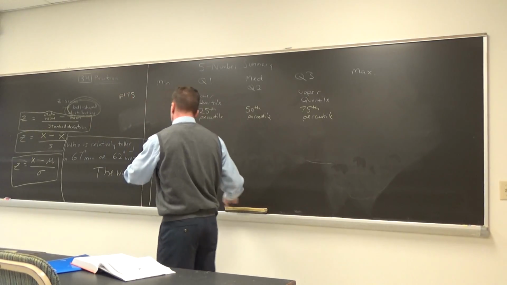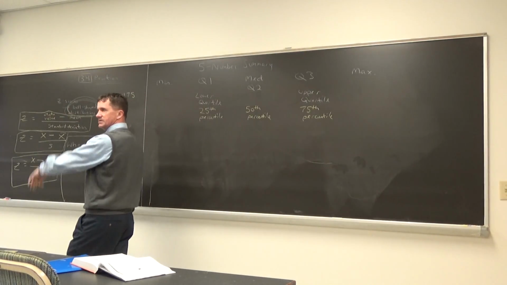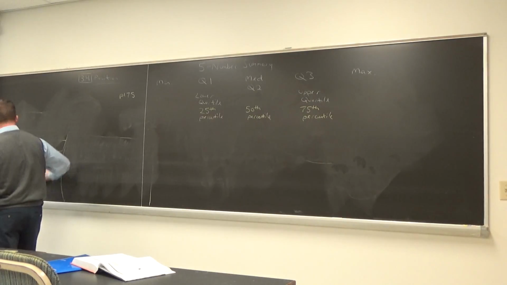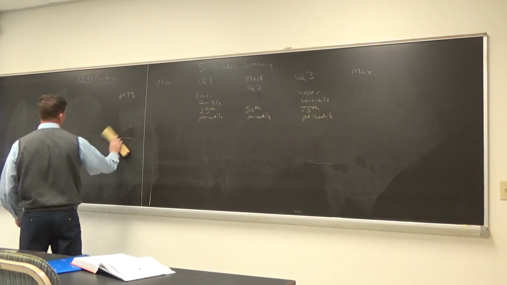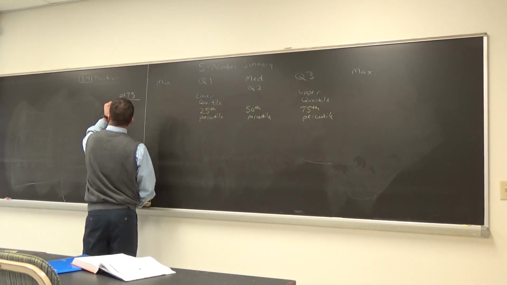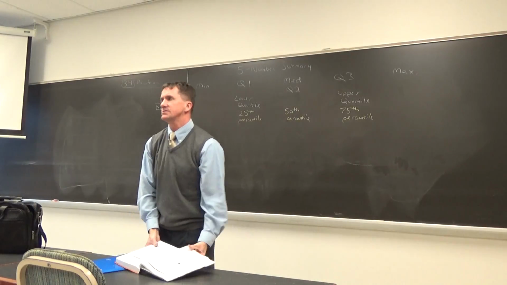Can I erase the material on the z-scores? Are you sure? Awesome. Because we're done with z-scores for the day. We're done with z-scores for a while. Because now we're getting into data that's skewed left, skewed right, or it could be bell-shaped. It doesn't have to be.